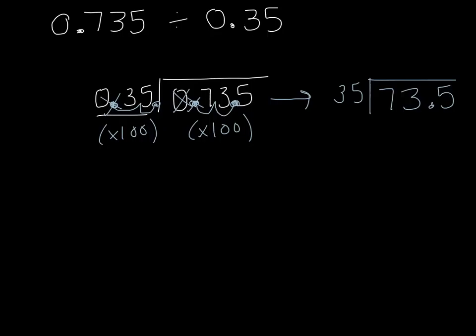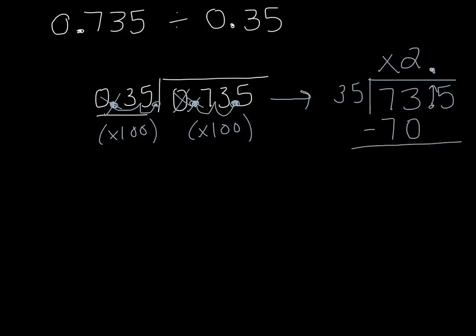Because the outside number is now a whole number, I can divide just like I did with dividing decimals by whole numbers. I'm going to start by raising my decimal to the roof. 35 cannot go into 7. 35 can go into 73, and I know it can go in 2 times. 2 times 35 is 70.